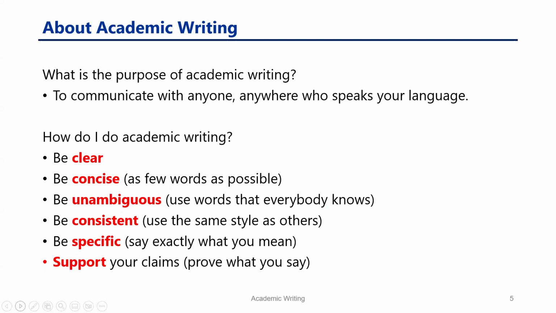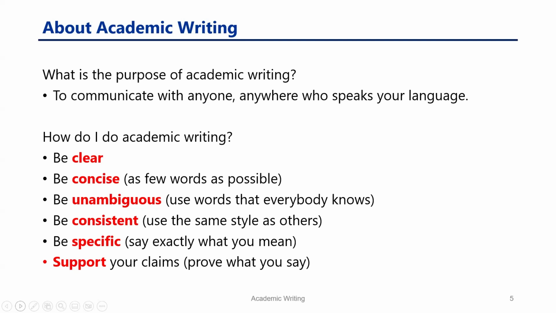So, how do I do academic writing? Be clear, be concise. That is, say what you want to say in as few words as possible. When people's first language is not English, they have a hard time translating. So if you want them to understand you, you need to say it in very few words.